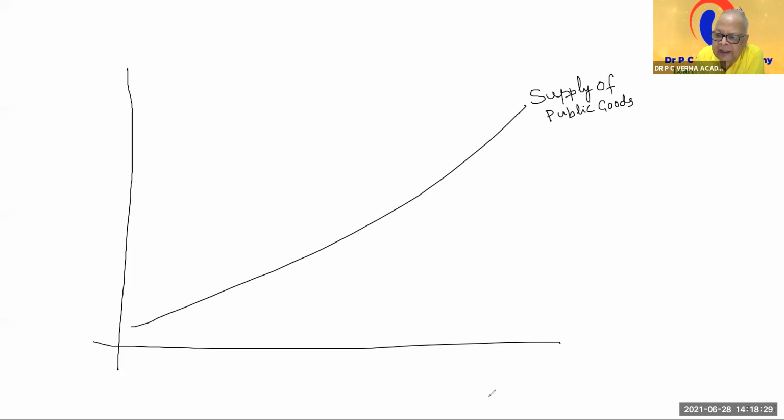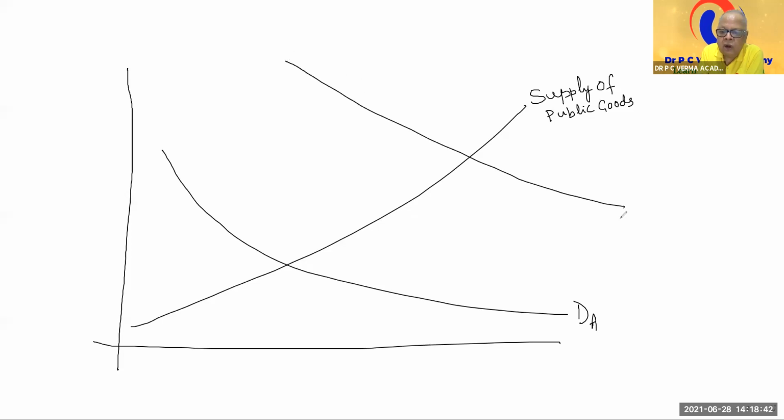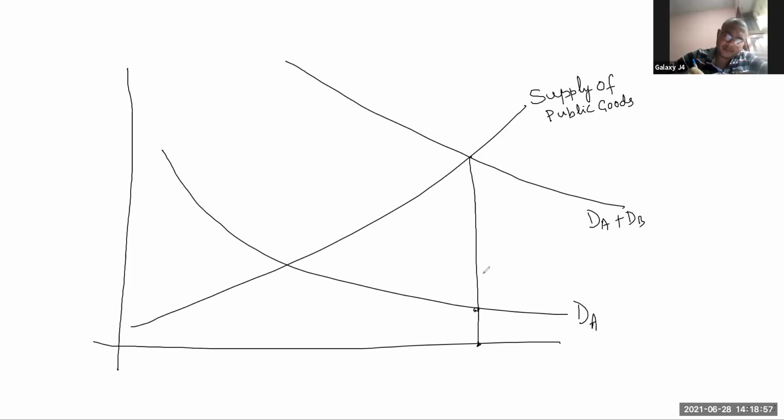Trick of drawing the diagram. First draw demand of Mr. A, and second draw demand of A plus demand for B. Then drop a perpendicular from this. This distance is cut from here.